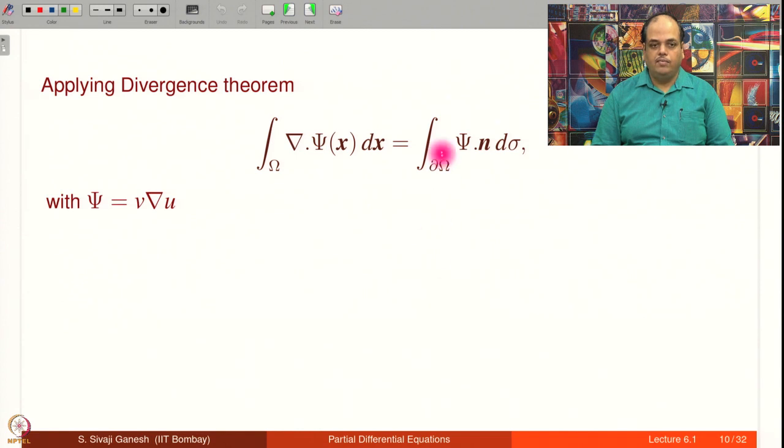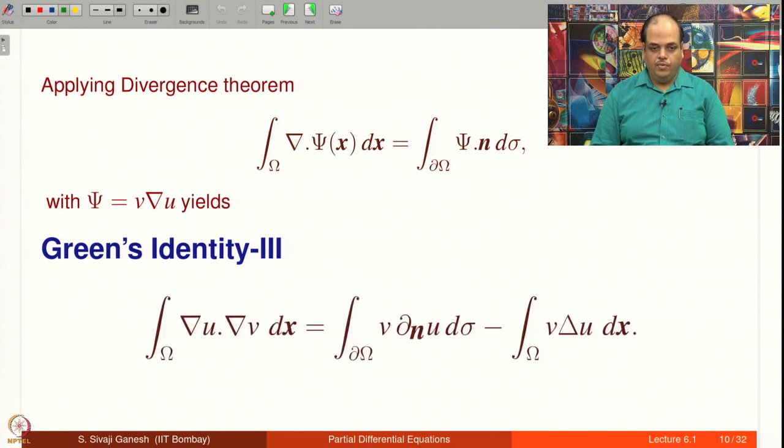If you apply the divergence theorem with psi equal to v grad u, you get Green's identity 3, which is the integral over omega of grad u dot grad v dx equal to the integral over boundary of omega of v dou n u d sigma minus the integral over omega of v Laplacian u dx. In fact, this identity we have used many times before, which we called the integration by parts formula. If you notice here, the derivative on v is shifting to the derivative on u, on grad u, which is giving you Laplacian u. Grad, when it goes to the grad u, it becomes divergence. So, you get v Laplacian u, and this is the boundary term.